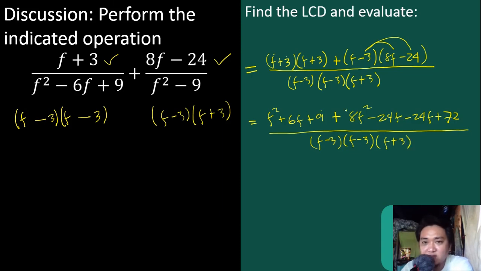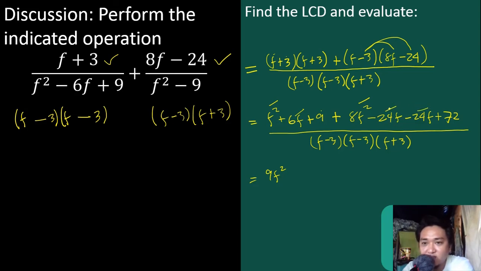Now, we were able to expand each of the binomial products. This time, we are going to combine those similar terms. We can combine this f squared and 8f squared. That's the same as 9f squared. Let us combine those f terms. We have 6f. What else? We have negative 24. We have here negative 24.